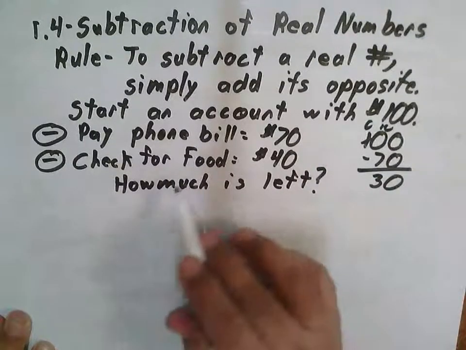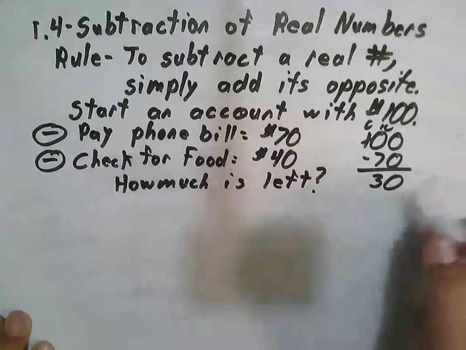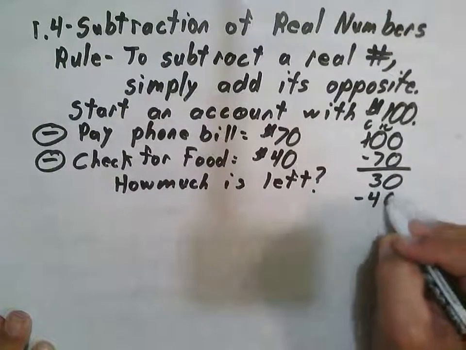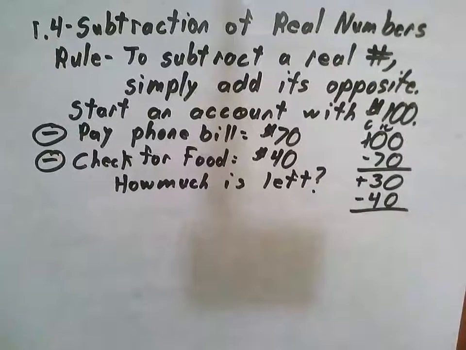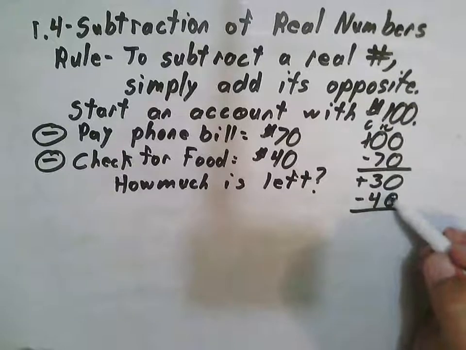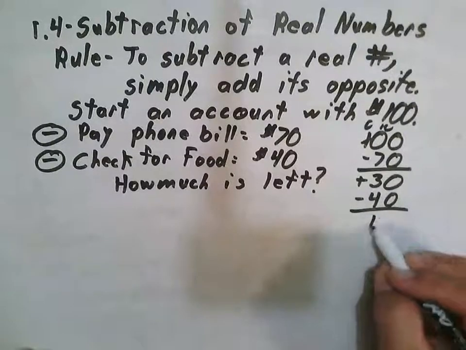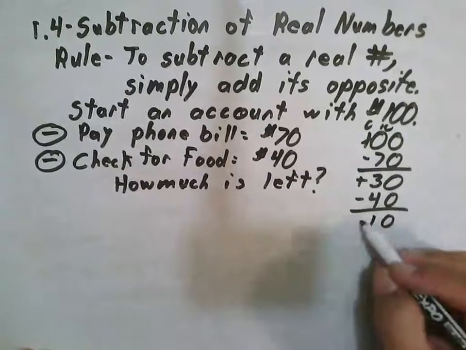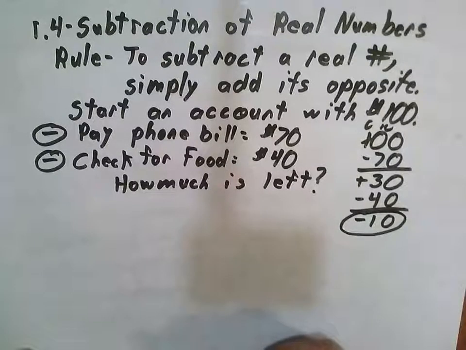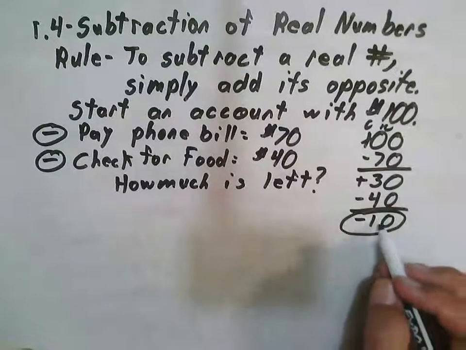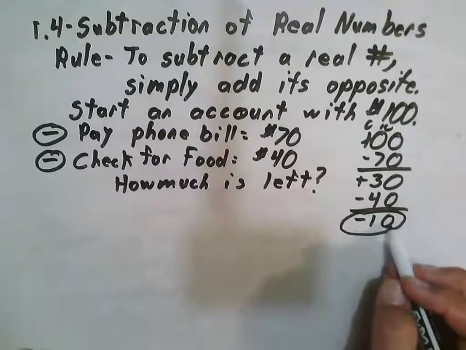Then the next thing I'm doing is writing a check for food. I go out to eat. I'm writing it for negative 40. So once again, I have a positive and a negative. I go back to my two-step process. These two don't match, so I subtract. 40 minus 30 is going to give me 10. The 40 is bigger, so I know this is going to be a negative 10. Now, can I have a negative amount in my checking account? Absolutely. And then the bank is going to hit you with fees. We try to avoid that. But in this case, the answer would just be left at negative 10.